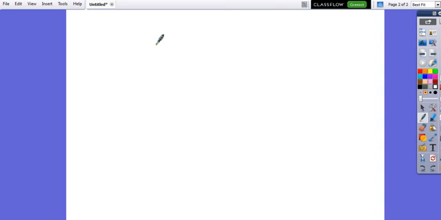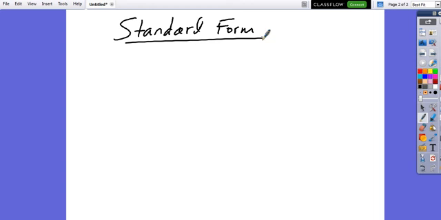Okay, so let's start with graphing in standard form. So standard form, we know, looks like this. f(x) = 3x² + 4x - 1. Before we graph, we need to know what the vertex is.